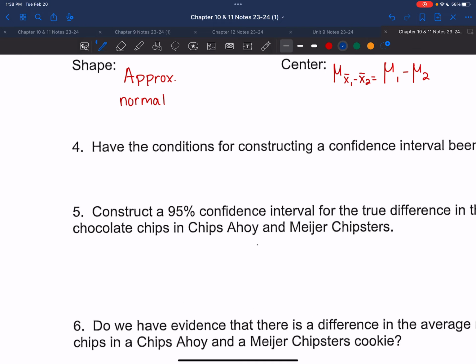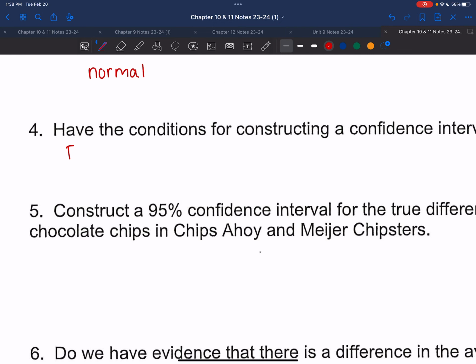So first off, we got to check random. Okay, so for the random, well, first off, they're independent, right? We have to make sure that they're independent random samples because, in other words, you can't have one item that's in both groups. And in this case, you can't have that because it's either a Chips Ahoy cookie or it's a Major Chipsters cookie. It can't be both types, right? So we have independent random samples. It told us that they were random in the problem, okay? So that one's good.